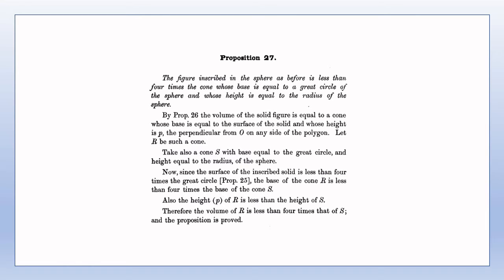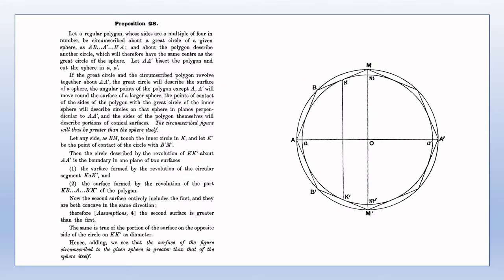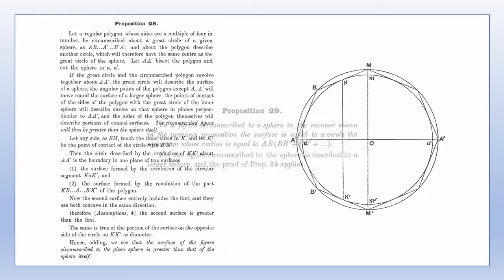I also don't have anything to add regarding proposition 27. Again, the demonstration is straightforward. The circle which is described about the polygon in proposition 28 is not used until the next proposition. The proof of this proposition is nothing more than an application of assumption 4, therefore nothing further needs to be added.